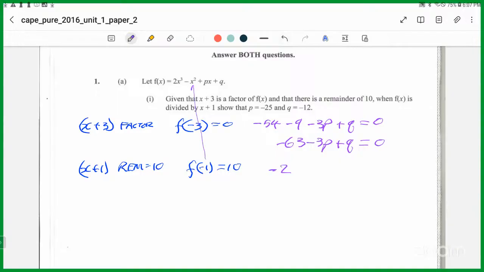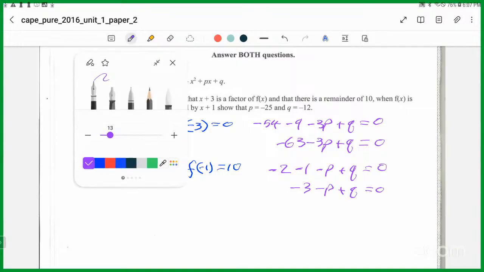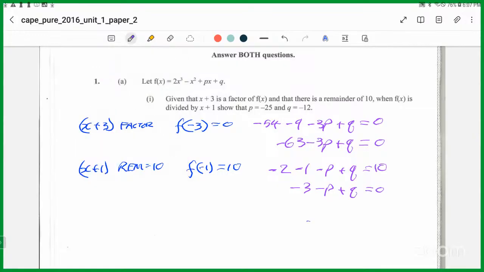Minus 1 in here, we're going to turn this into a 1, so we're going to get negative 1. Minus 1 in here is going to give us a negative p. There's no constant, so it's just plus q equals 0. That's minus 3 minus p plus q equals 0. So these are not equal to 0, they equal 10. Equals 10.